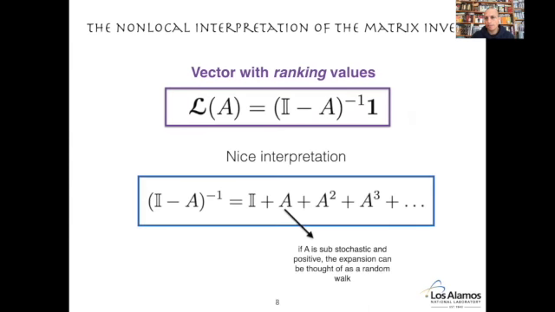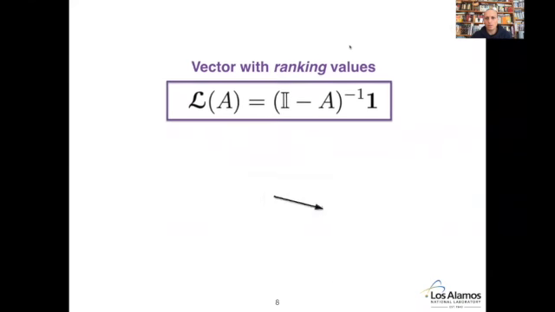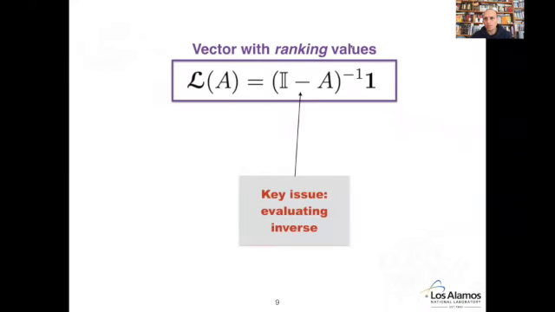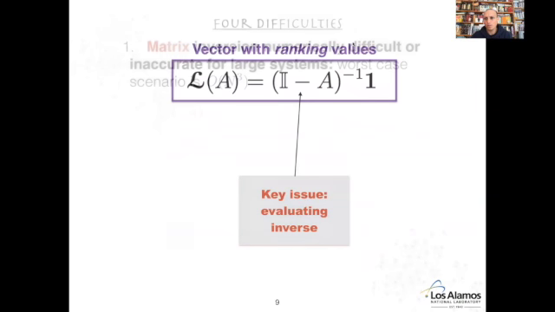And this is a nice interpretation that shows why this quantity is non-local in nature. In fact, if you perform a Taylor expansion, we see that every single term in this expansion can be interpreted as k-steps on the graph. Essentially, you see that this quantity is non-local. The key issue is then evaluating this inverse, which does not come for free. In fact, there are some difficulties.